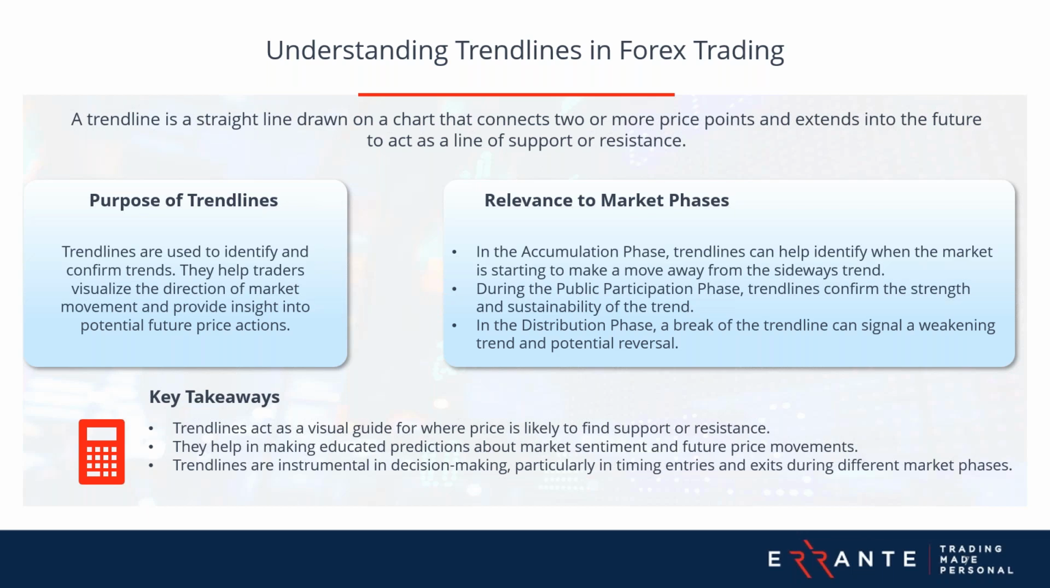Okay, as more traders recognize and respect these lines, they gain significance, guiding us through the public participation phase while confirming the sustainability of a trend. And in the distribution phase, a break below a trend line may be one of the first signals of a trend losing its grip. It's alerting us to a potential reversal. In a sense, trend lines in general help us cut through the noise of market fluctuations to see the underlying trends. They aid in making predictions about where the market is headed, and more importantly, they assist us in making informed decisions about when to enter or exit a trade.